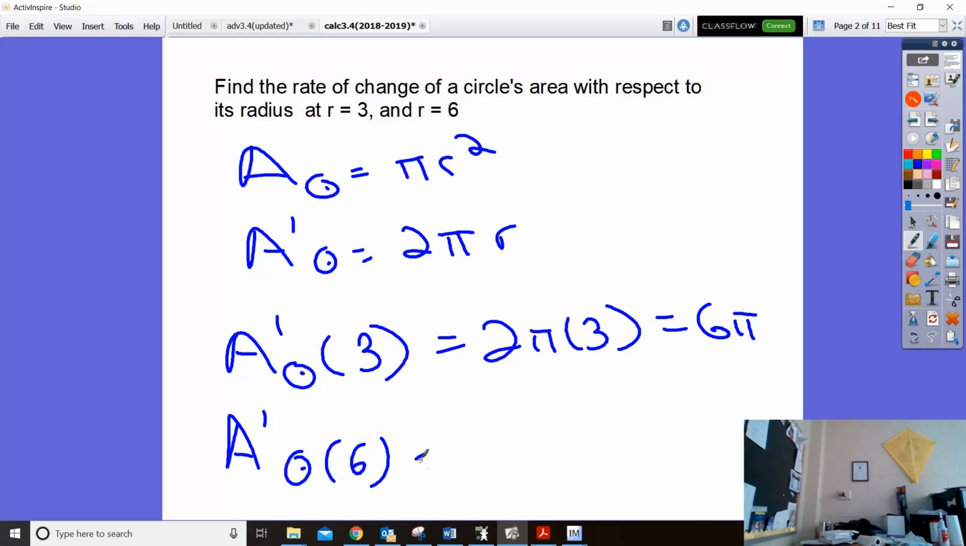Now at 6, the radius is much bigger. You would expect area to be growing quicker. And it is. Growing a lot quicker. Because it's a circle. It goes back to the circle's formula for area. Bigger radius, bigger area. Assuming that the radius is growing at the same rate in both instances, the area of the circle is growing faster.